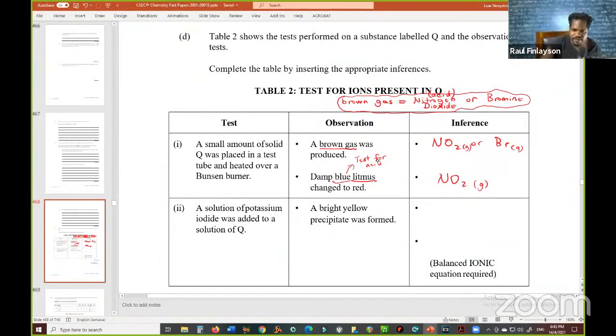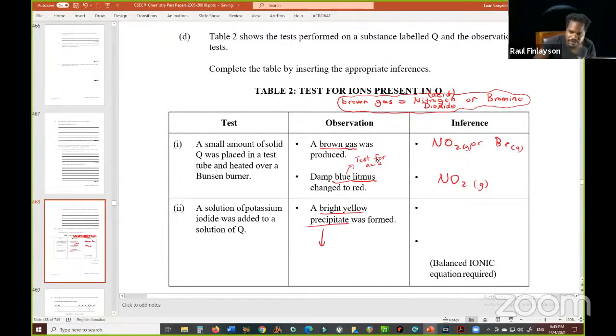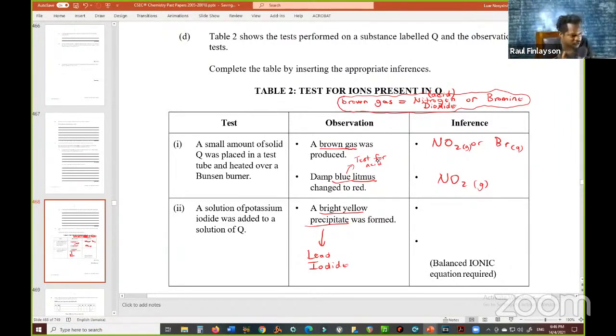Solution of potassium iodide is added to a solution of Q. A bright yellow precipitate forms. I would say it's a giveaway: the only bright yellow precipitate you will find like this in CXC is lead iodide. There are some little tricks in CXC, guys, that when they use these terms, you just know the answer. That's why, in my opinion, CXC is an easy exam, based on how they set the question, just giving you the answer right away. So this is actually lead iodide.